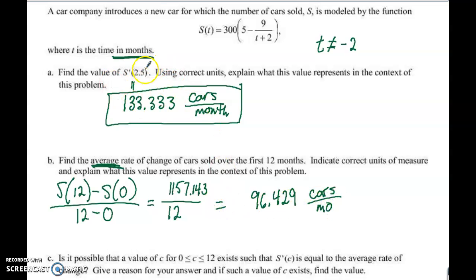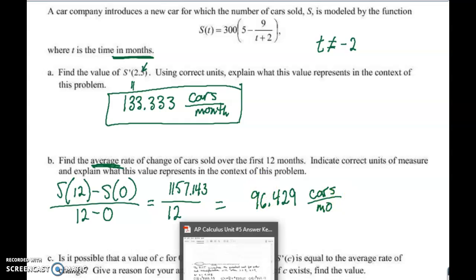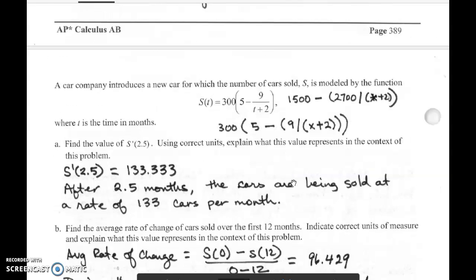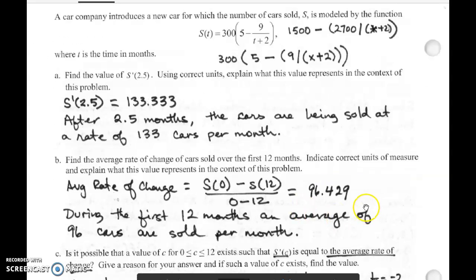So up here, this was an instantaneous, and down here is the average. And I'm going to go to the answer key again just to kind of get those words out. So part A was an instantaneous at 2.5 months, whereas over the course of 12 months, this is your average rate of change.